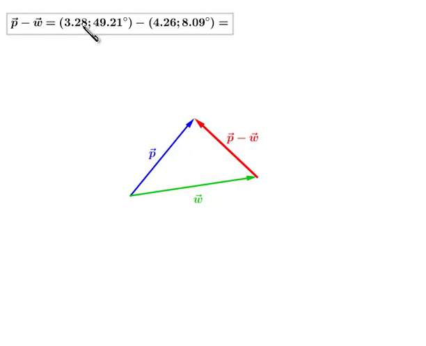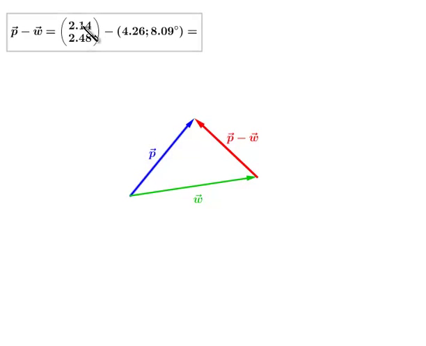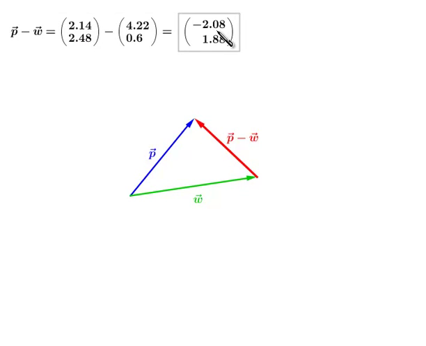So for this vector, the scalar components are 2.14 and 2.48. In other words, px is 2.14 and py is 2.48. For this other vector, wx is 4.22 and the y component is 0.6. So all we need to do now is subtract these: 2.14 minus 4.22 and 2.48 minus 0.6. This gives me, of course, minus 2.08 and 1.88. So that's this vector. This vector has an x scalar component of minus 2.08. I'm not showing the vector components, but you should be able to imagine them. That's a vector pointing this way, and 1.88, that's a vector pointing up.